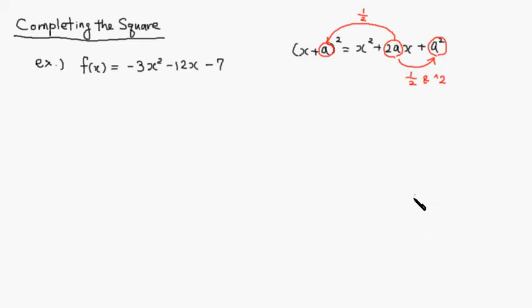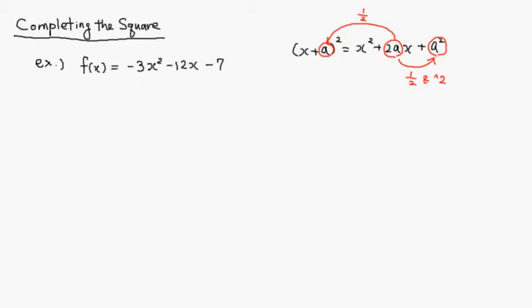Okay, here I would like to talk about finding the vertex by completing the square. All right, so let's look at this example. A quadratic function is given, which is negative 3x squared minus 12x minus 7.